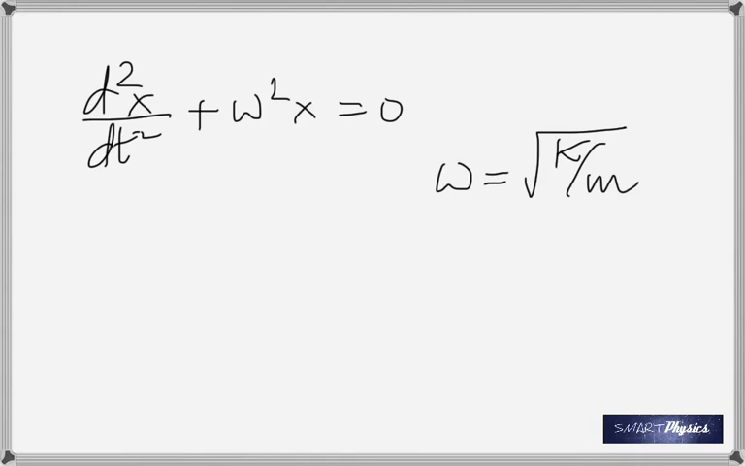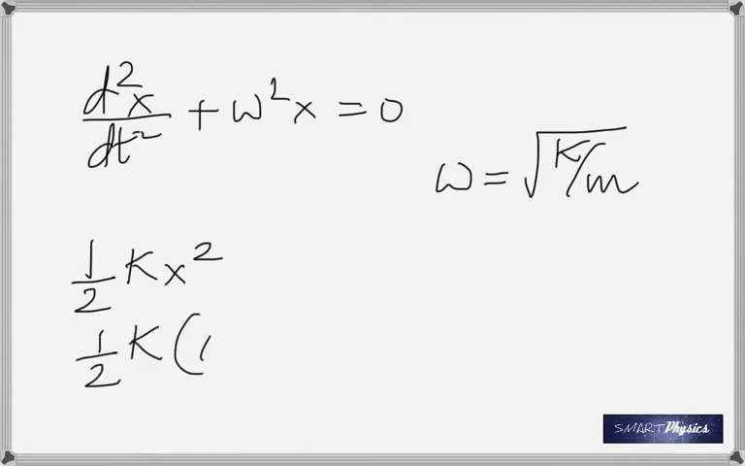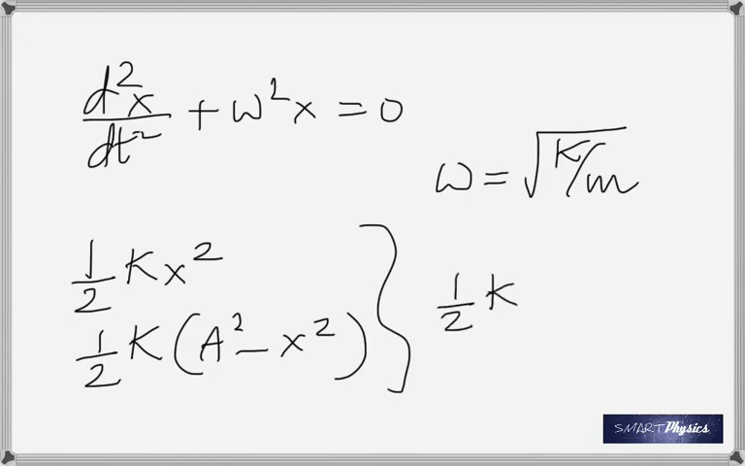The formula for potential energy is 1/2 k x squared. What's the formula for kinetic energy? 1/2 k (a squared minus x squared). That's for kinetic. What's the formula for total energy? The sum of the two, and you would get 1/2 k a squared.